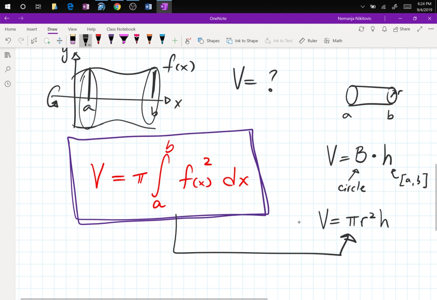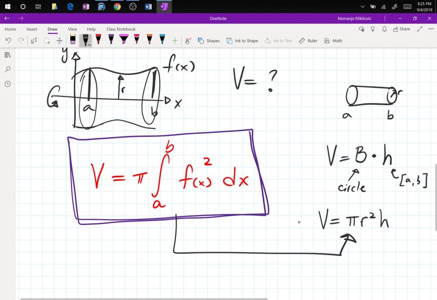Do we have pi and pi? Do we have radius squared? Why is this radius squared? Because it stretches from the axis of rotation. Doesn't radius stretch from the center to the outer edge?